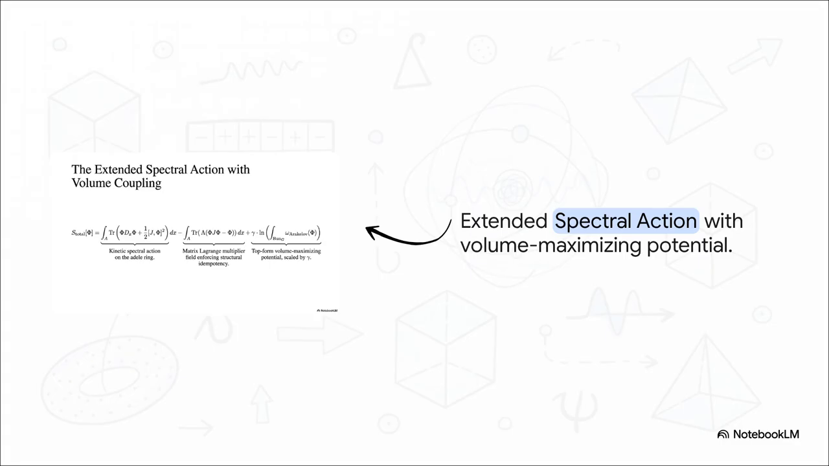Well, the answer lies in the extended spectral action functional. This equation meticulously balances the kinetic spectral action, structural constraints, and crucially, a top-form volume maximizing potential. Scaled by gamma, which acts kind of like a continuous outward pressure, this potential pulls the eigenvalues of the system outward toward infinity, desperately trying to expand the hypercube.